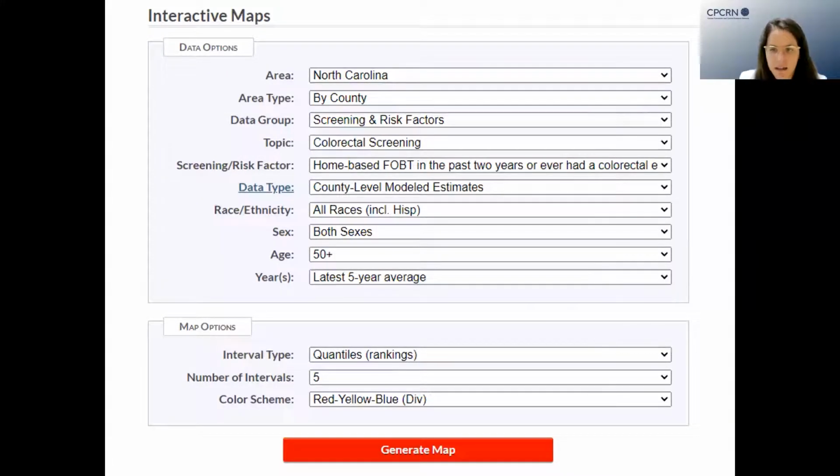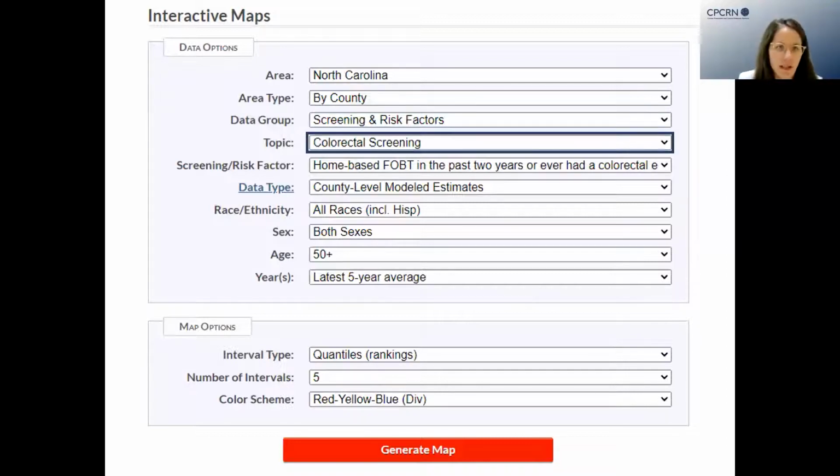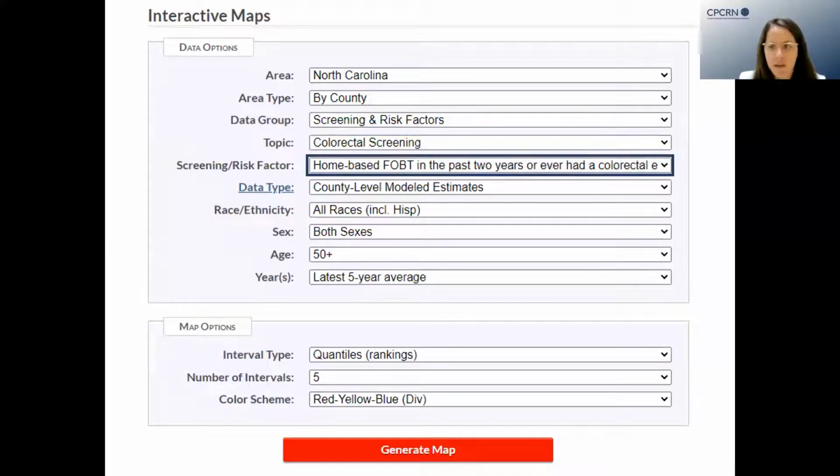And this is where I can select the data that I want to see by county on the map that I'm about to create. So under the data group, I want to make sure to select screening and risk factors because I'm trying to get to my screening rates here. And then I'll select colorectal cancer screening for the topic. And then for my screening and risk factor, I picked home-based FOBT in the past 2 years or ever had a colorectal endoscopy so that I can capture both types of screening in the data.